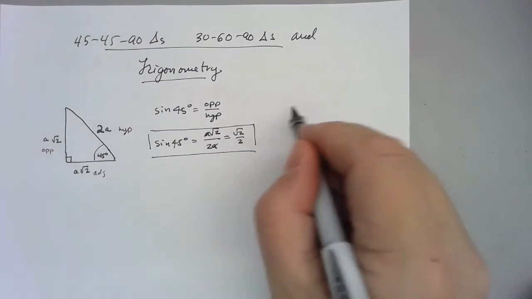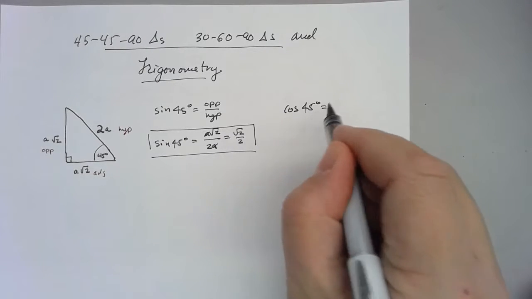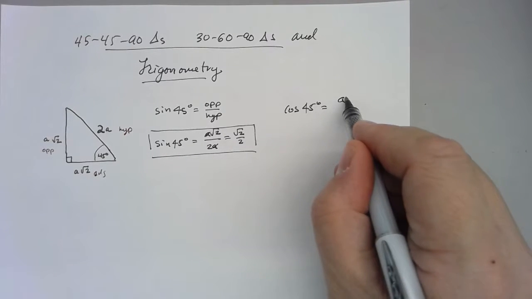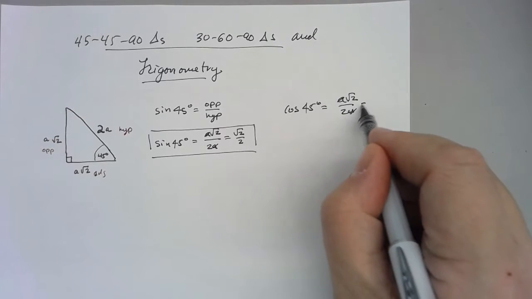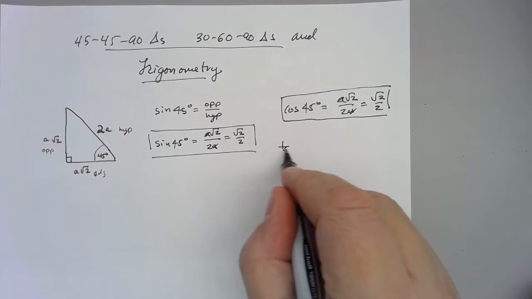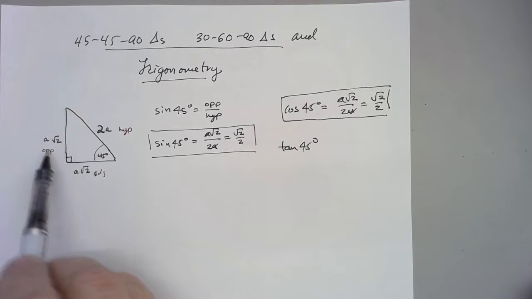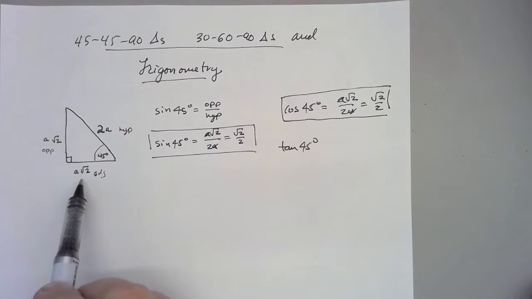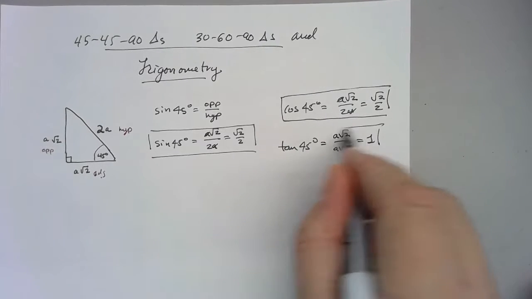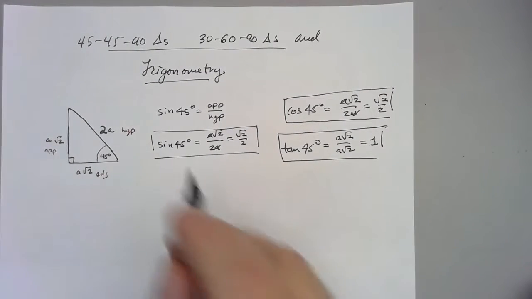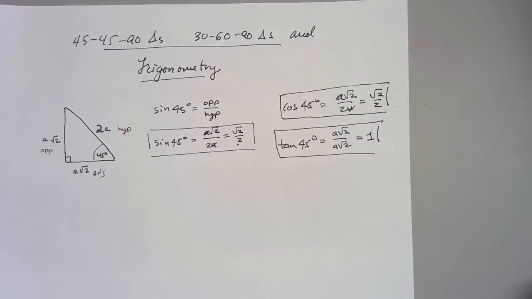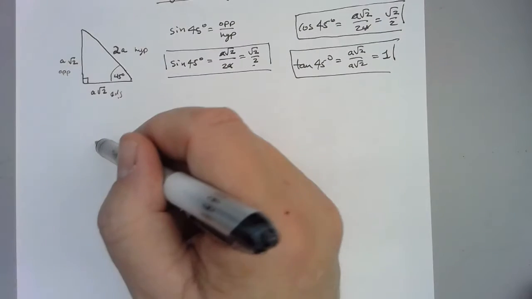The cosine of 45 degrees actually is the same value. It's adjacent over hypotenuse, a root 2 over 2a, and that's the same. The square root of 2 divided by 2. There's the cosine of 45 degrees. And the tangent of 45 degrees, opposite over adjacent, but those are the same. Opposite is a root 2, adjacent is a root 2, and anything divided by itself is just 1. So I have sine 45 degrees, root 2 over 2, cosine 45 degrees, square root of 2 over 2, tangent 45 degrees is 1. Let's see what we can get from the 30, 60, 90 triangle.